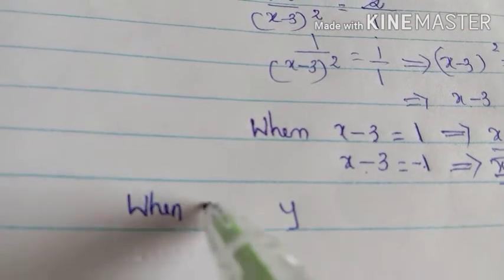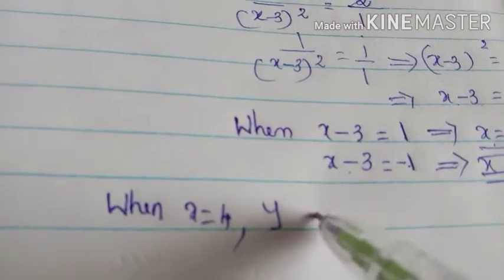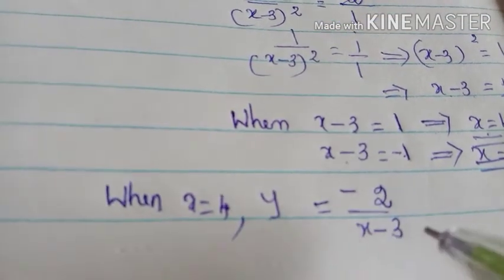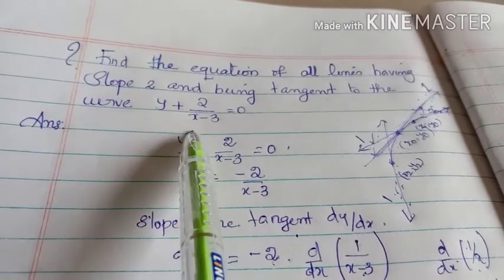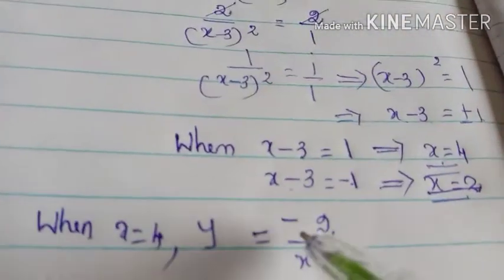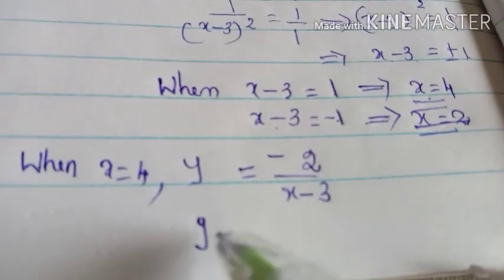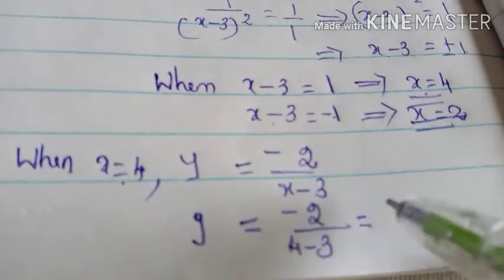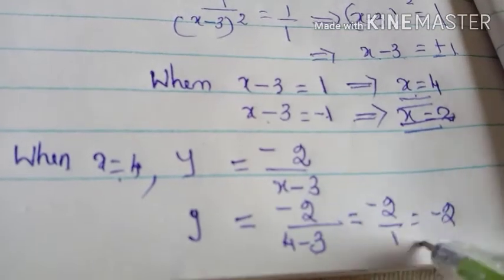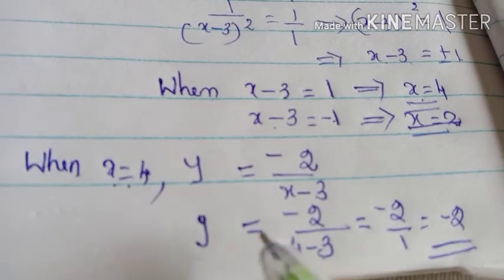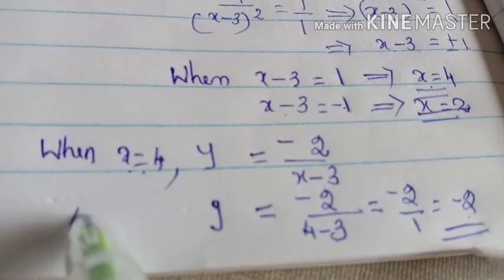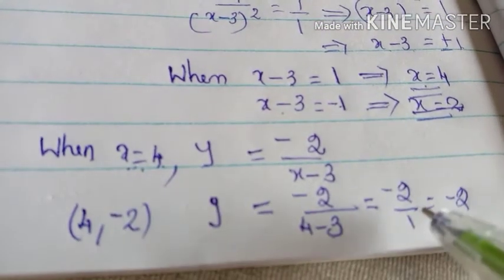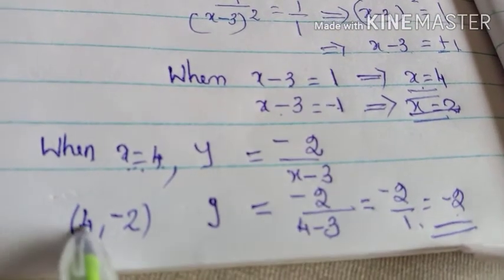So first we consider when x equal to 4. What is y? Actually y is, listen, minus 2 by x minus 3, because our function y plus 2 by x minus 3 equal to 0. Taking this 2 to other side, it is y equal to minus 2 by, put x equal to 4. 4 minus 3, that is minus 2 by 1 equal to minus 2. So when x equal to 4, y becomes minus 2. So one of the point is 4, minus 2.